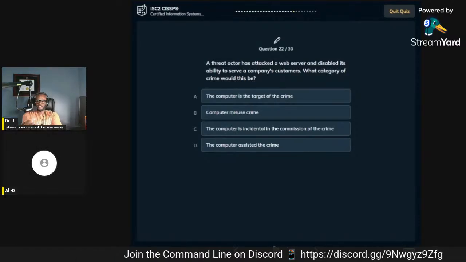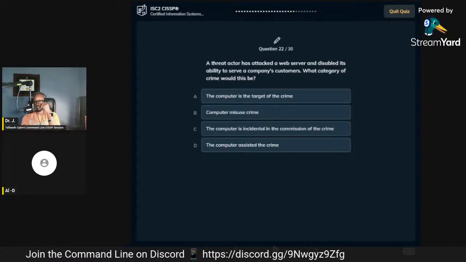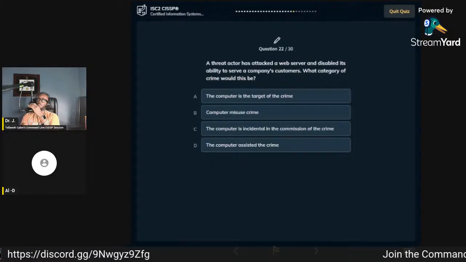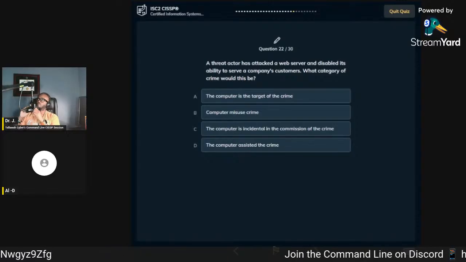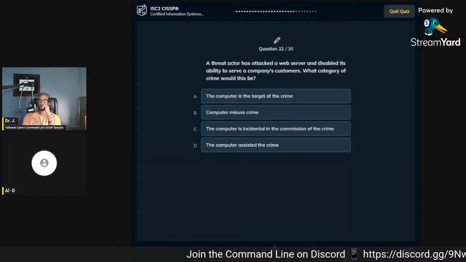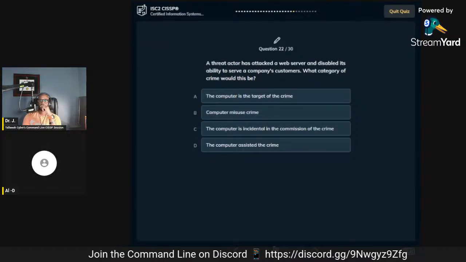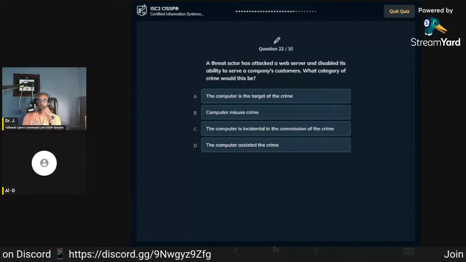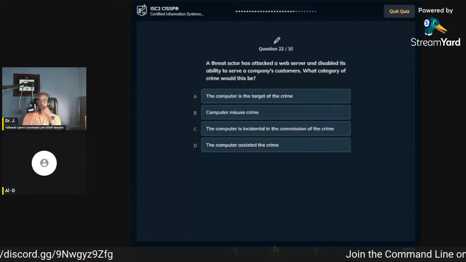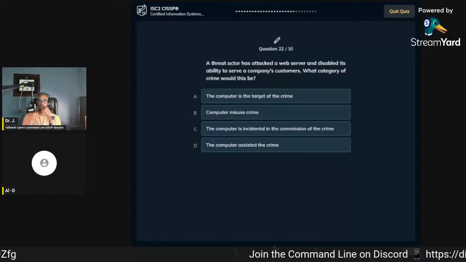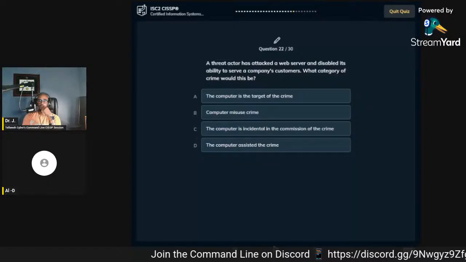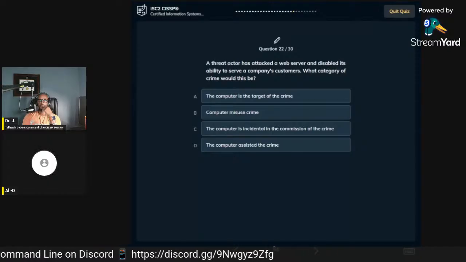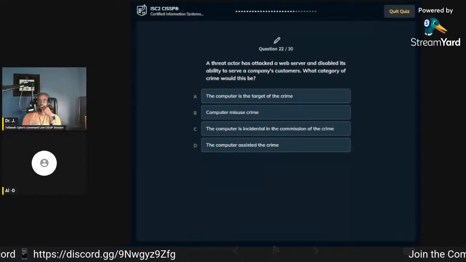All right. A threat actor has attacked a web server and has disabled its ability to serve a company's customers. What category of crime would this be? Is the computer the target of the crime? A threat actor attacked a web server and disabled its ability to serve a company's customers. I think it's either A or C, but hold on. I think it might be Charlie.